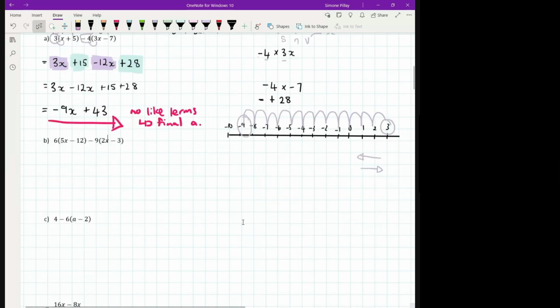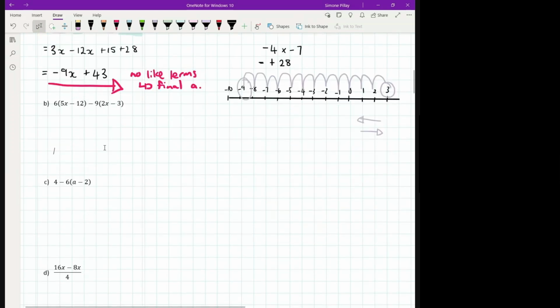I'm going to move on. I'm going to do this next question a little bit faster. I think that's Bree that has a hand raised. Yes, Bree. Hi, ma'am. About the no like terms thing, can't we just say -9 plus 43, which gave me 34, and then you just put the x?